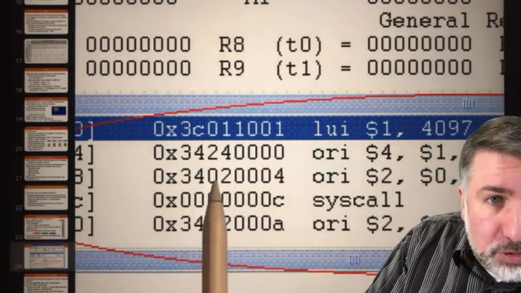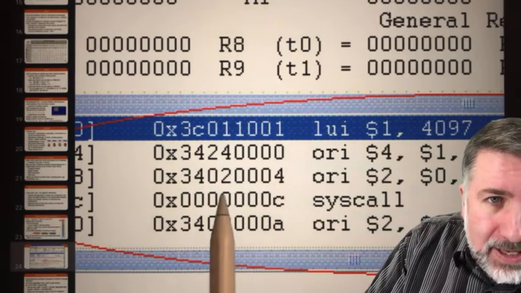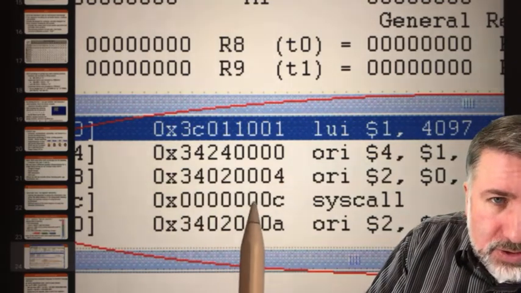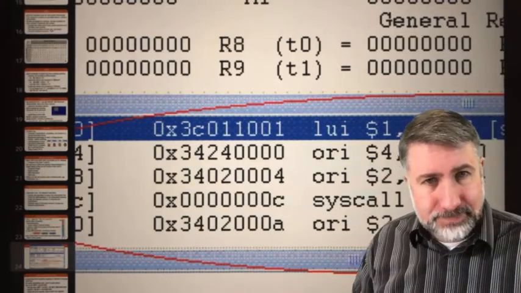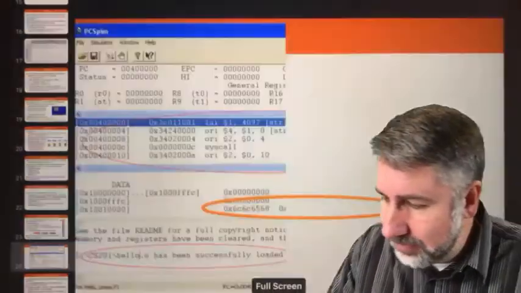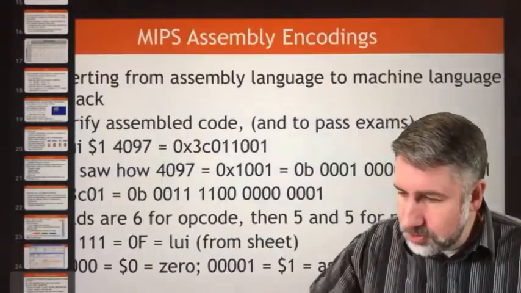Or how can you look at this instruction and know that this is actually or immediate? How can you look at this 0000000C and know that that is a request for a system call? Well, these are the encodings that we're talking about. And most of the magical sheet that I gave you actually corresponds to these encodings.